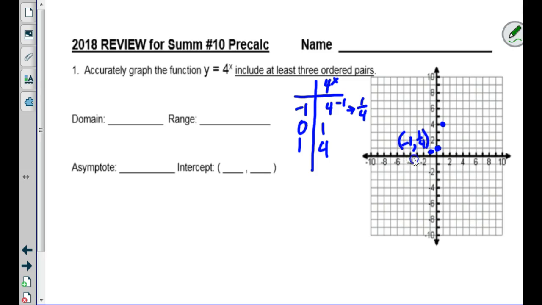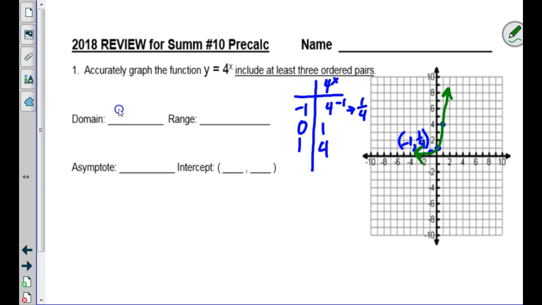So this one is really increasing very quickly. But you just need this general shape and arrows on both ends. It will look on the calculator like it ends, but it does not end.